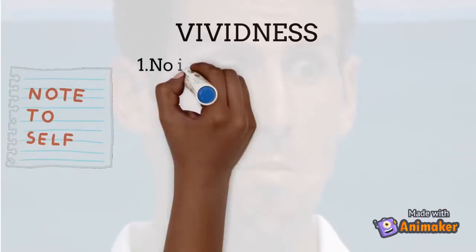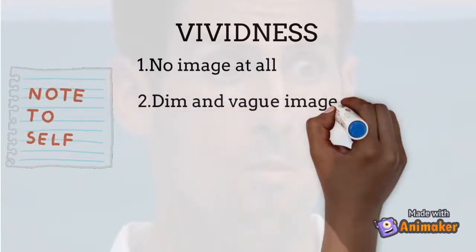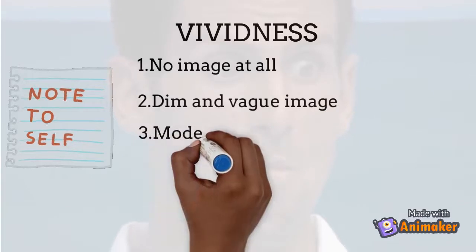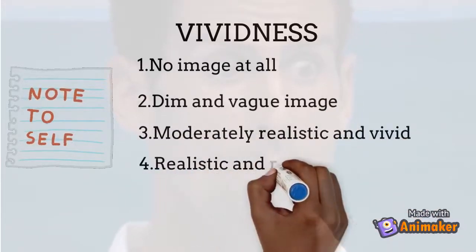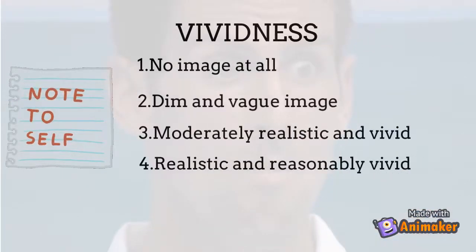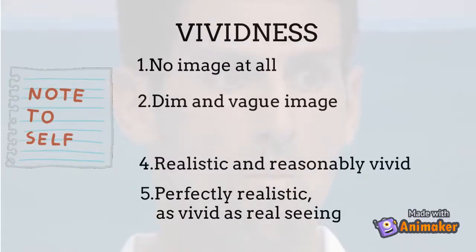1. No image at all, I only know I am thinking of the object. 2. Dim and vague image. 3. Moderately realistic and vivid. 4. Realistic and reasonably vivid. 5. Perfectly realistic, as vivid as real seeing. You will see that, the more you practice, the more vivid the experience becomes.